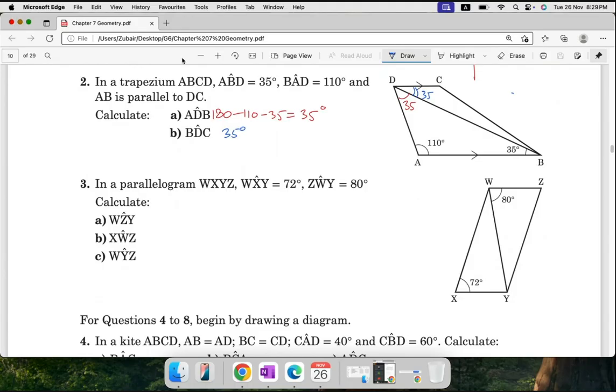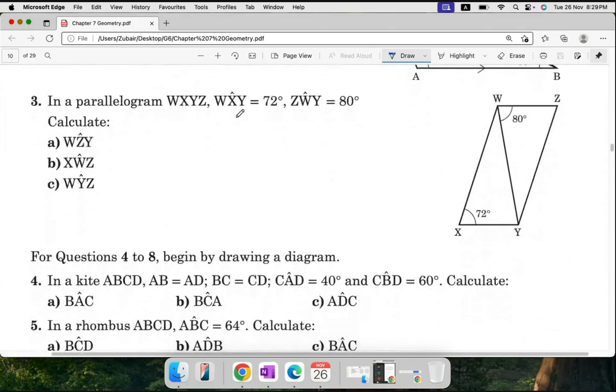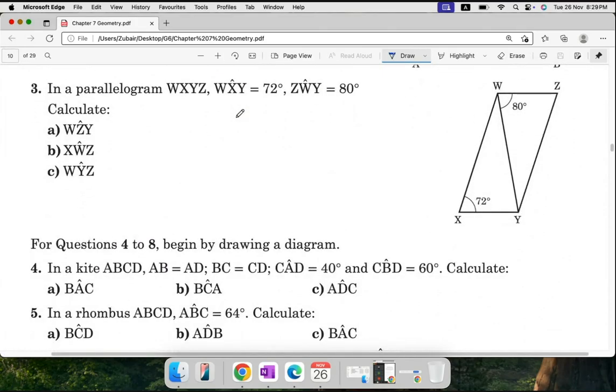Try question number 3. Parallelogram. 72 is given, 80 is given. Calculate WZY. Think about it, that's an easy one.